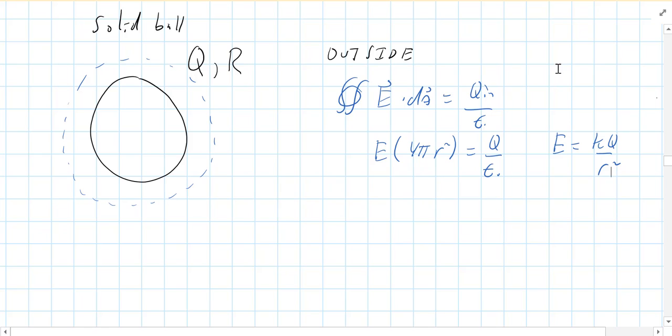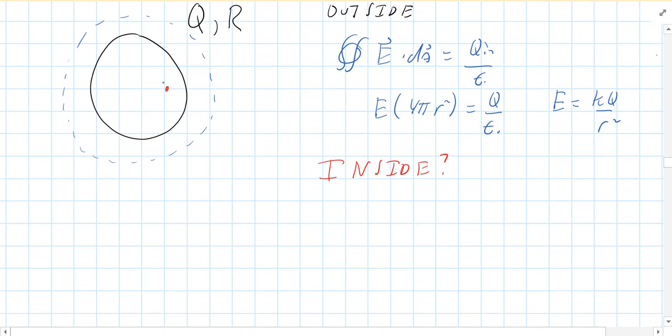Now here's where the difference lies. What if you start to drill inside this ball of charge? Let's say you are right there. What's the electric field strength there? Well, here I'm going to draw a concentric sphere with the ball of charge that includes the point I'm interested in.